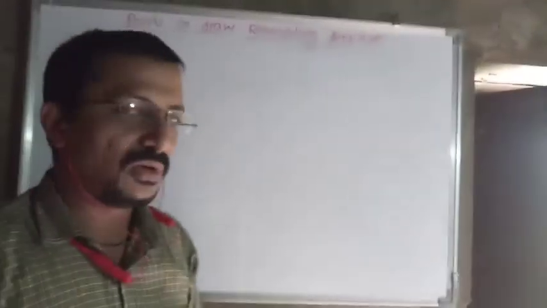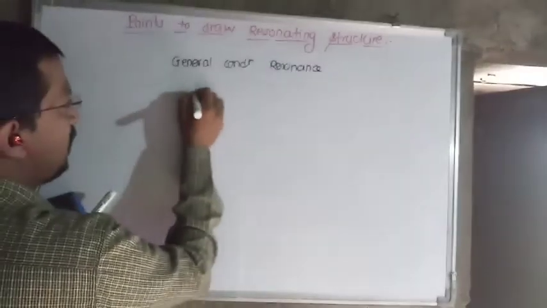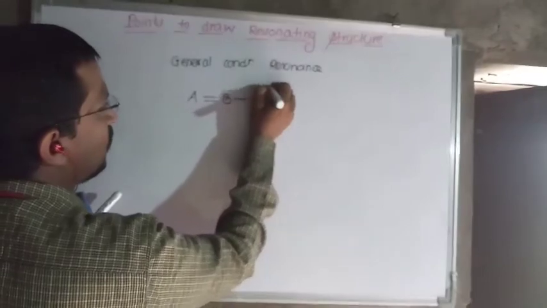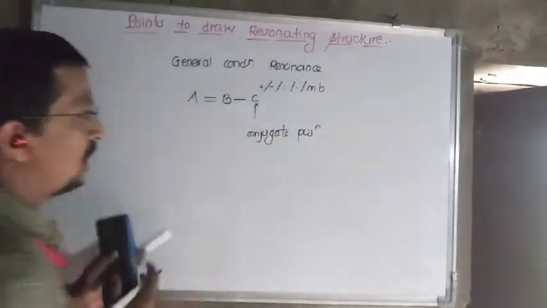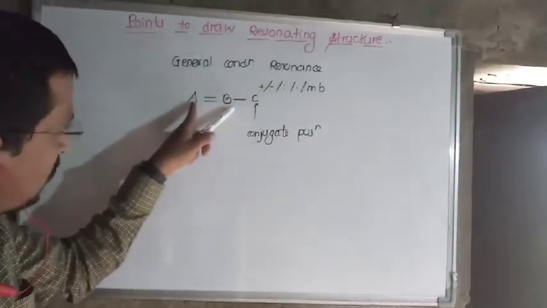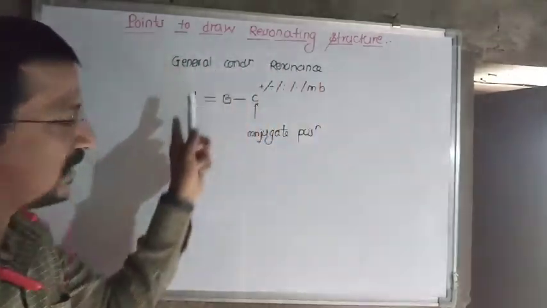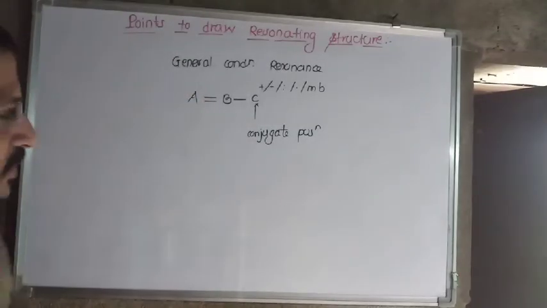In the previous lecture, we saw the general conditions of resonance, and you may remember that if the conjugate position C, in conjugation with A double bond B, has a positive charge, negative charge, lone pair, free radical, or multiple bond, and such a condition is observed in any organic molecule, then we say that resonance is possible in such molecules.